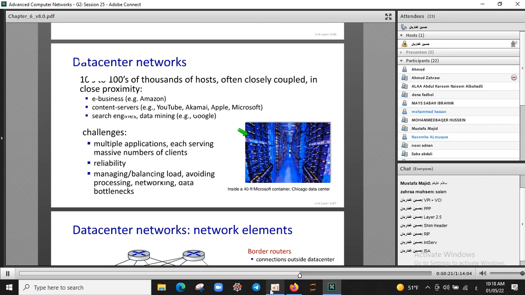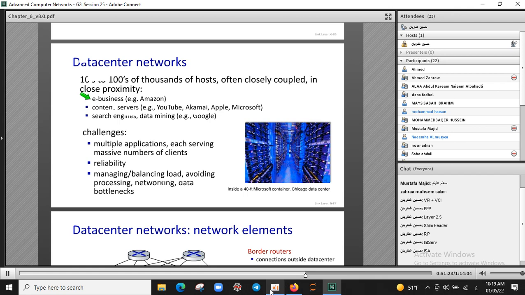We are using data centers for different reasons. For example, Amazon and eBay have their data centers for e-business. Microsoft, Apple, Akamai, YouTube, and others like these companies use data centers as content provider places. Google is using data centers for its search engine, for data mining, as a content provider, and for some services such as Gmail. So different companies are using data centers for different reasons.